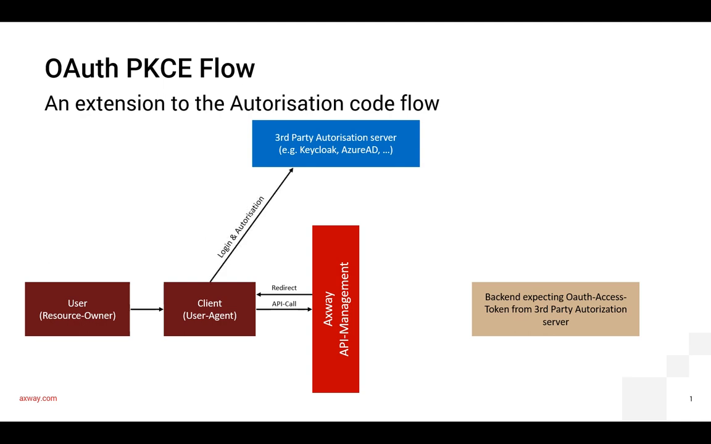This communication is not something the Axway API management solution plays any role in, neither in the login nor in the authorization. So the user logs in in some way, then authorizes the Axway API management solution to act on behalf of the user. And finally, it comes back as part of the authorization code flow with that callback, and that callback contains the authorization code. That authorization code can then be exchanged for the real access token.